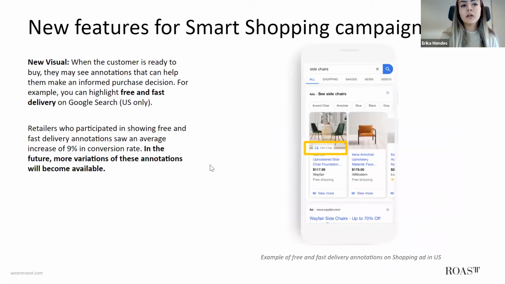And another thing that they are doing, they are adding a tag in the creative. I know it's really small, sorry, but this is one example of free and fast delivery annotation on shopping ads in the US. They are going to add more annotations in the future. But yeah, this is very, very exciting for Smart Shopping.